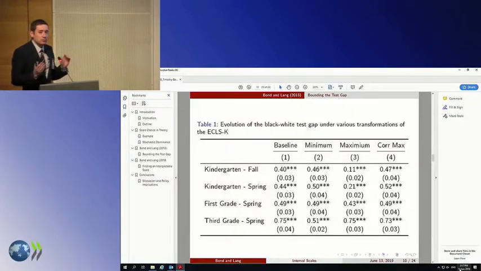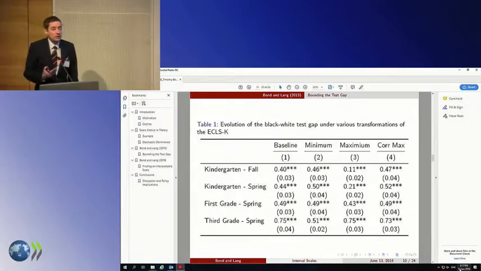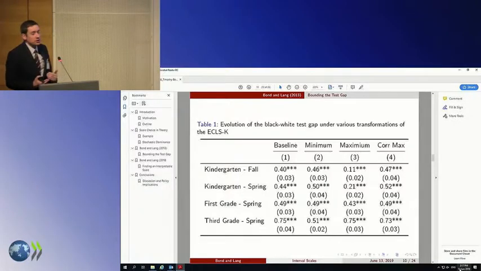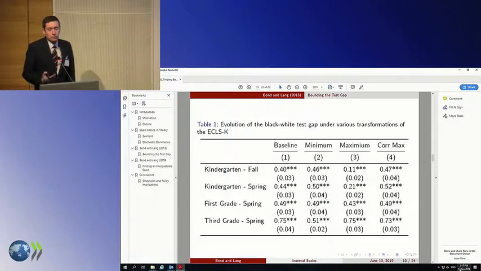On the other hand, if we explore what we could have found with alternative scales, where we just take a monotonic transformation of this test score, the minimum we could have found in the ECLSK was that the kindergarten gap was 0.46, and by third grade it was 0.51. So the smallest possible growth of the gap we could have found in these data was essentially flat, no movement from kindergarten through third grade. On the other hand, our transformation that maximized the growth of the gap, that's column 3, we find that the gap is essentially trivial in kindergarten. It's 0.11 standard deviations in kindergarten, and by third grade it grows to be 0.75. So that's double the growth of what Fryer and Levitt found.